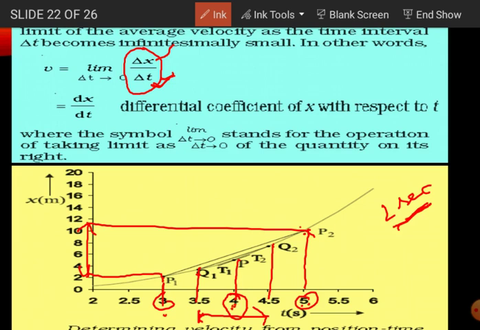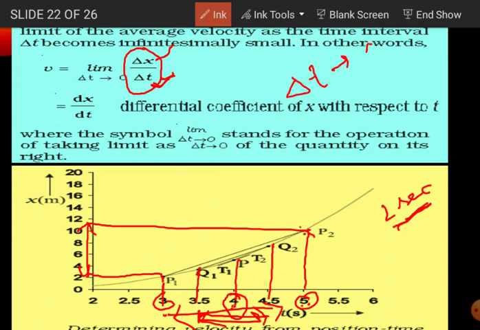This is written in mathematical form as: v is equal to the limit of delta x by delta t. Delta x is the distance covered and delta t is the time duration. Delta x by delta t, when delta t tends to 0. If you keep decreasing delta t so that it becomes very small, then we say that delta t tends to 0.